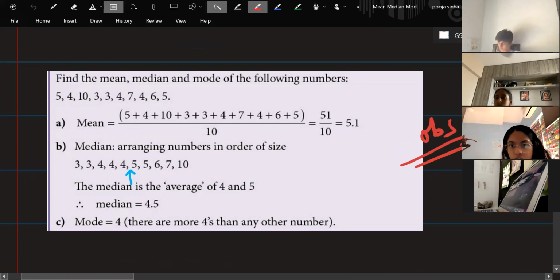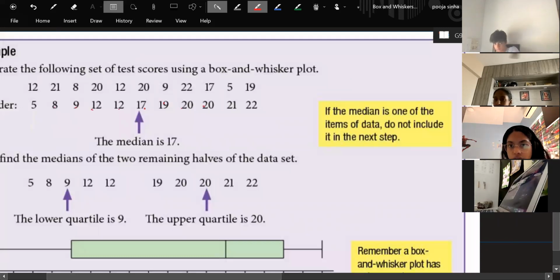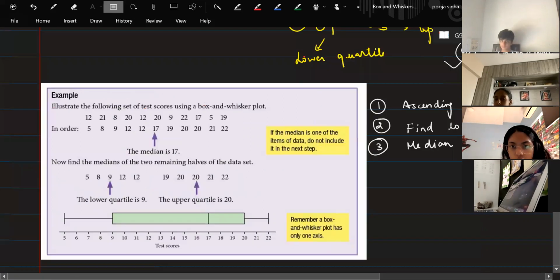Clear? Remember now? So let's come back and go to the box and whiskers and figure out what is the value of n. 1, 2, 3, 4, 5, 6, 7, 8, 9, 10, 11. N is odd. So what do I do now? In this case, n is odd. So what do I do? Quickly tell me.